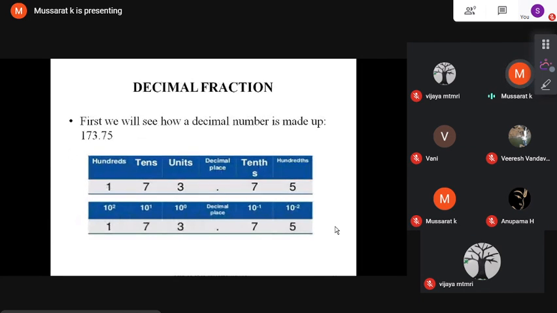The same applies in a decimal fraction. If we represent the number 173.75 in this format, the 3 means units, then tens, then hundreds. If we go to the right side, the powers become negative, that is 10 to the minus 1 and 10 to the minus 2. If we shift the point to the left, we have to multiply by 10 to the power of 0, 1 or 2, depending on the shifting of the point.